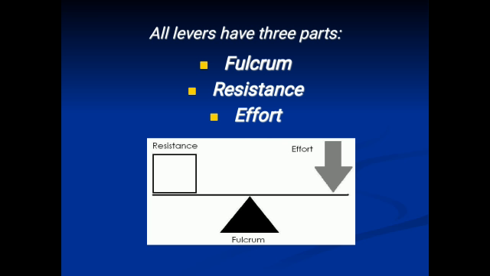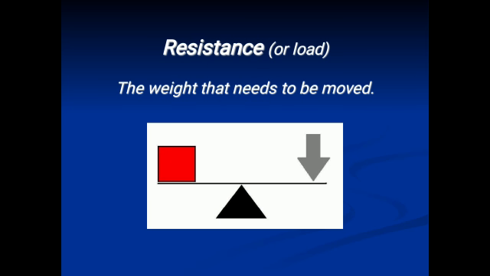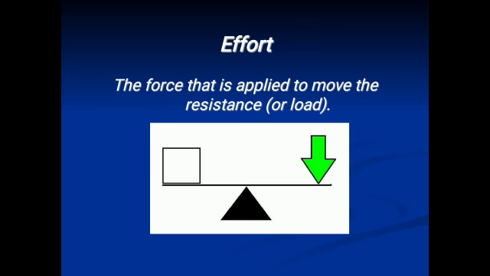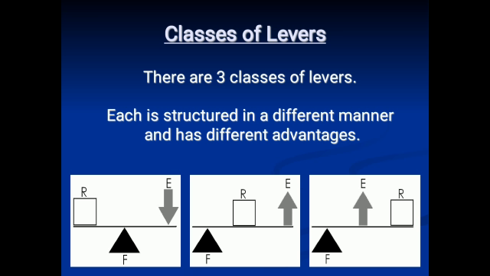So how many types of these levers are there? We have totally three different types of levers. So this is the same picture. The blue point is the pivot point around which the movement occurs. The red one is resistance, that is the weight that needs to be moved, and the green one is the effort, that load being applied to move the resistance, the red mark, on the other side. So we have totally three different types of levers: class 1 lever, class 2 lever, and class 3 lever.